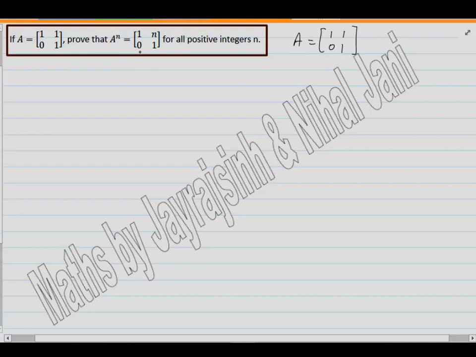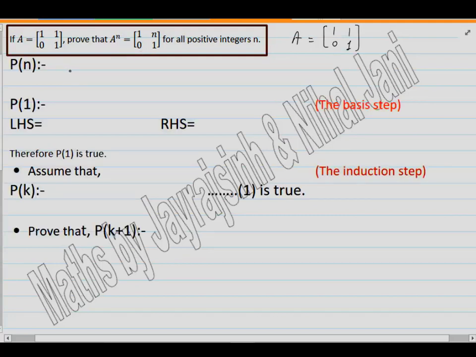of mathematical induction. Okay, so first of all, let me get the predefined format. Here it is. We have to prove that A raised to n is equal to the matrix 1, n, 0, 1. Okay, now let's do the first step, the basis step, P of 1, in which we put n equal to 1 in the left hand side and right hand side. In the left hand side we have A raised to n, so here we'll get A raised to 1, and we already know that A raised to 1 is the matrix 1, 1, 0, 1, right? Okay, now let's put n equal to 1 in the right hand side: 1, 1, 0, 1.